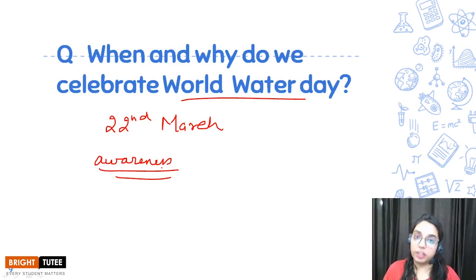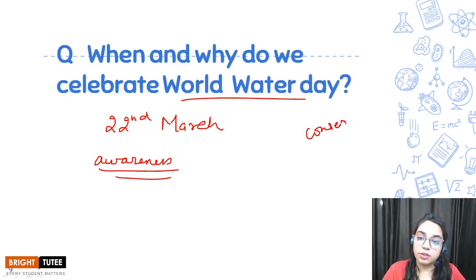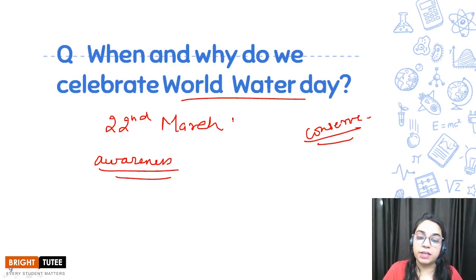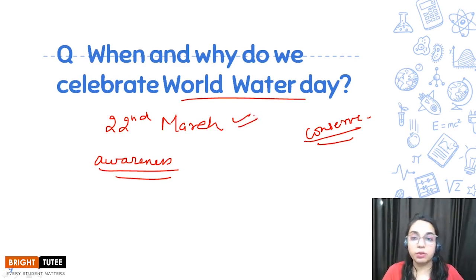Actually children, the availability of fresh water is very less, and that is why we need to conserve water, so that when we leave our earth, we leave enough water resources for our coming generations as well. And since it is very precious for us to survive, for plants to survive, we need to be very wise while using water. And in order to create awareness, we celebrate World Water Day every year on 22nd March.